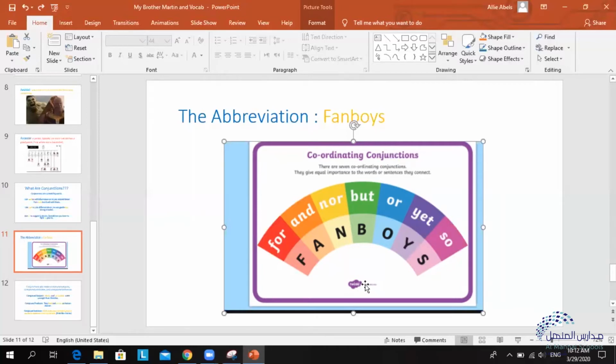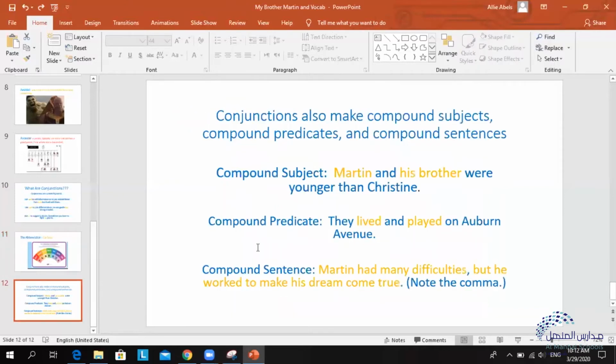So if we remember the abbreviation FANBOYS, then we would be able to remember the coordinating conjunctions, which are for, and, nor, but, or, yet and so, and we can use them in our sentences, in our speech and writing. This particular word, coordinating, basically means to harmonize and to match. So you will use these different conjunctions to connect and match different ideas and different situations that one finds oneself in.